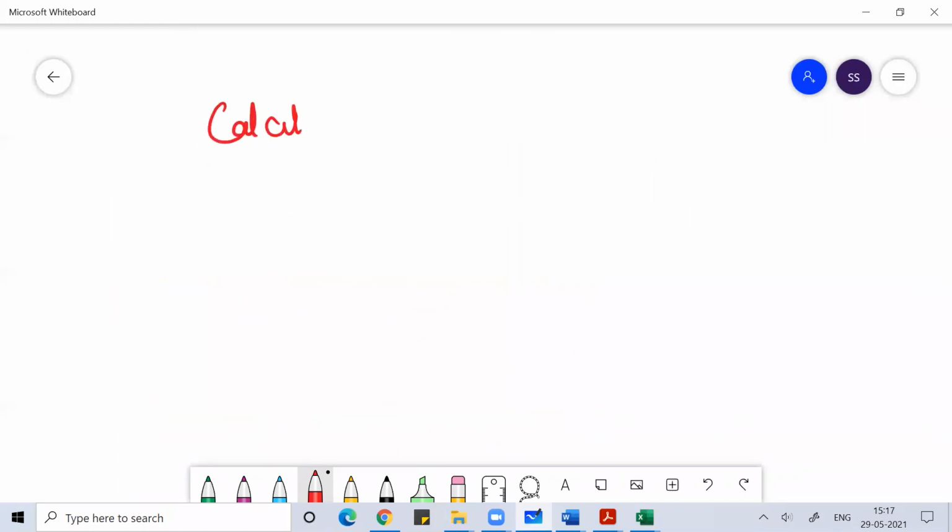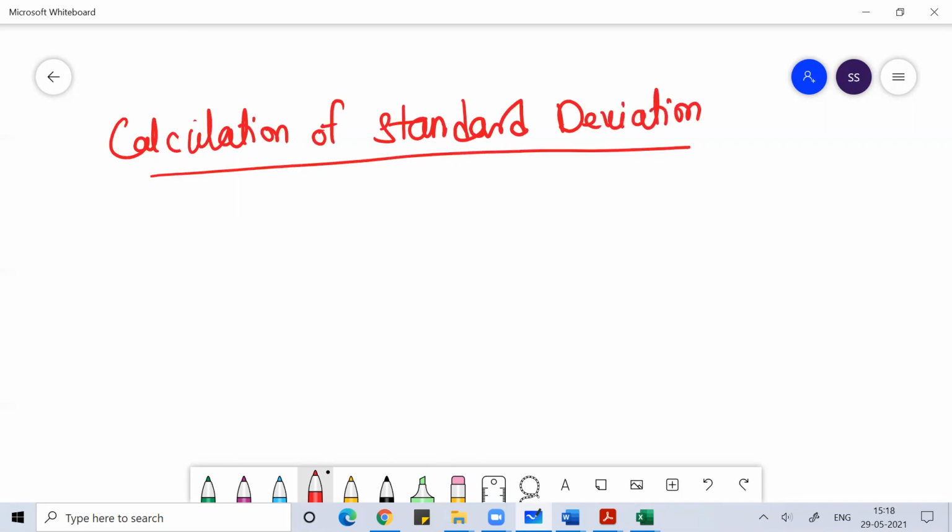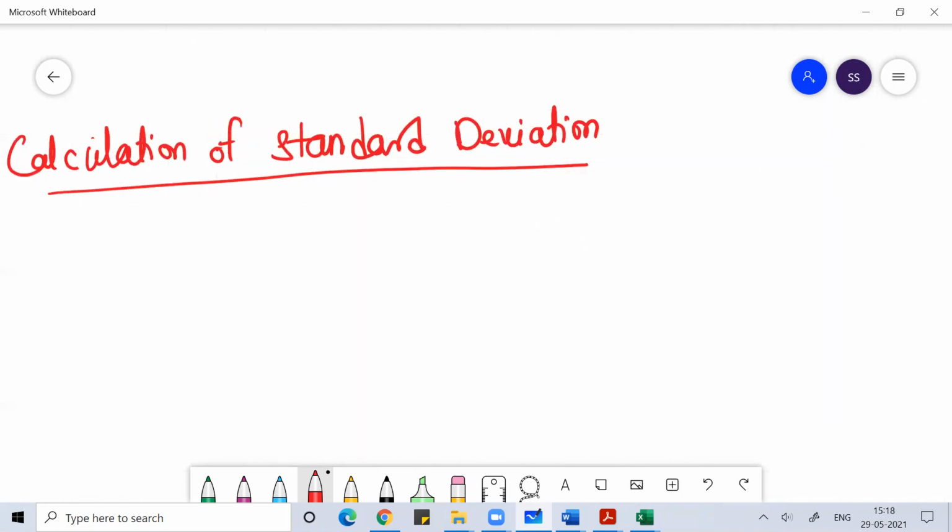Calculation of standard deviation. Okay, this came in 2016. This came in 2016. A 5 marks problem.